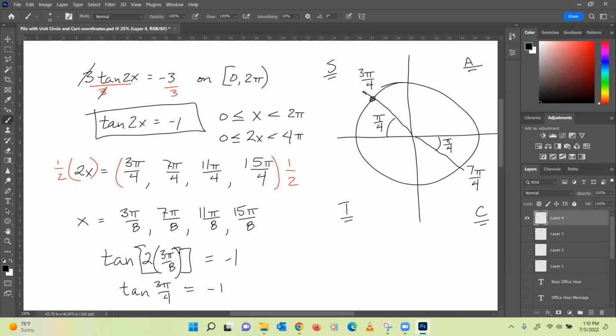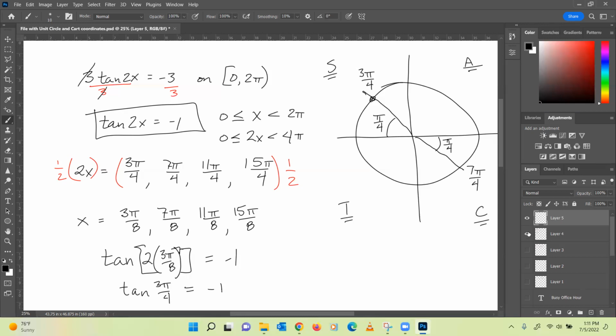And it was perspective that gave it to us. We knew that the tangent of 2x was -1. Well, x had to be between 0 and 2 pi. So 2x must have been between 0 and 4 pi. We found all of the angles between 0 and 4 pi whose tangent was -1. And then we halved each of those to get the actual x value itself. Like I said, it's a pretty weird one, but it works pretty well.